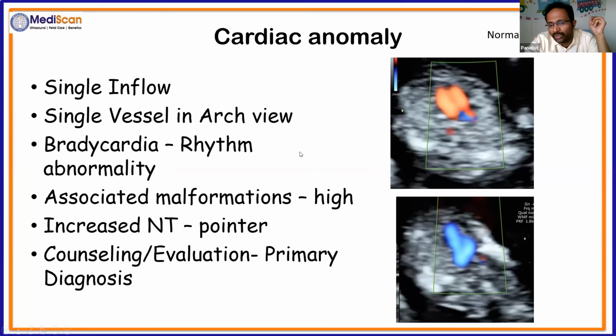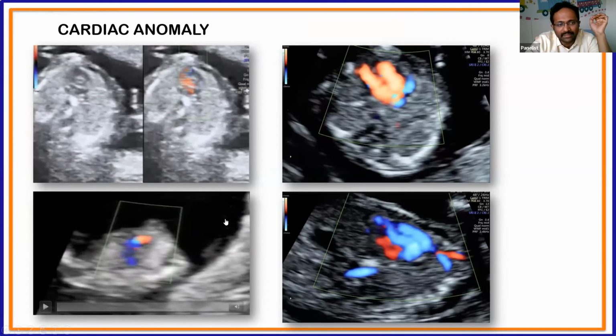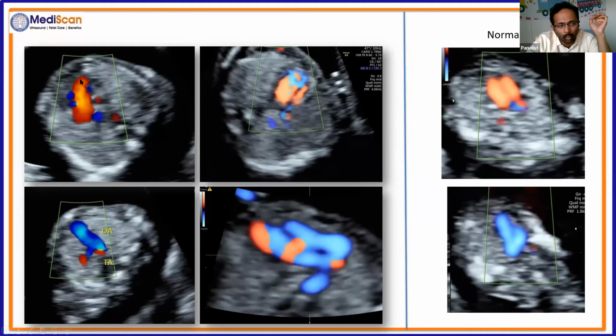A pointer for looking for cardiac defects is a baby having an increased nuchal or cystic hygroma, and counseling and evaluation is based on the primary diagnosis. If you look at this, this is a baby having one inflow and one outflow. The left-sided inflow and the left-sided outflow are very small. Here, this is the left, this is the right. Baby having a smaller right-sided inflow and a smaller right-sided outflow also.